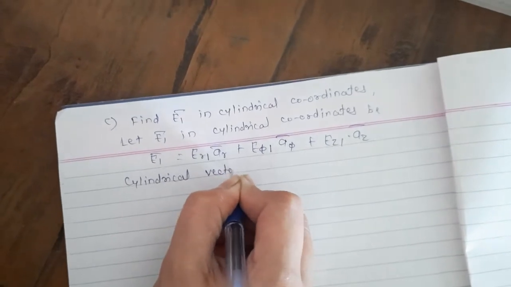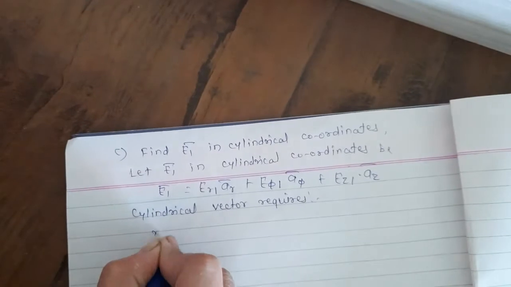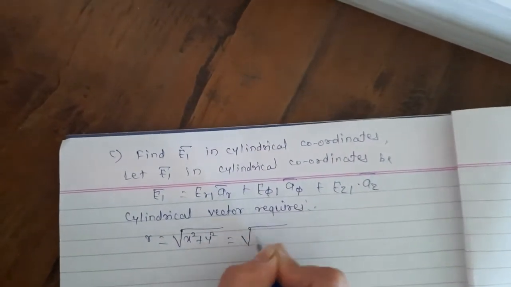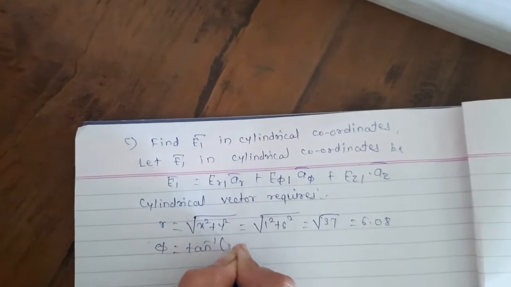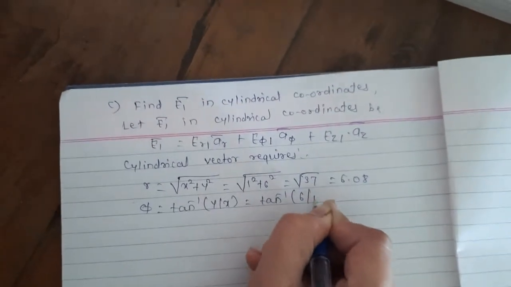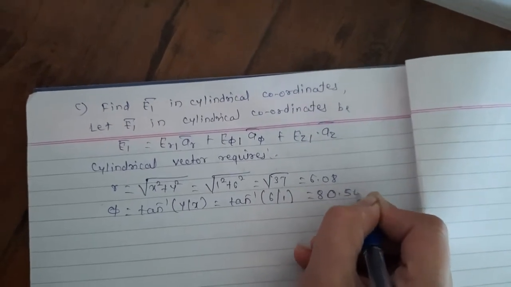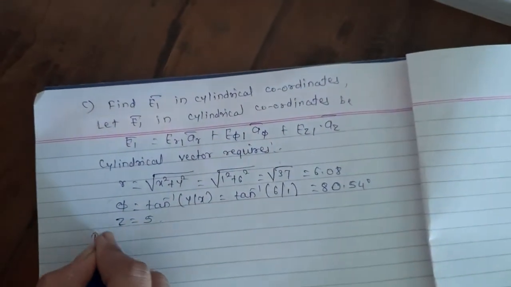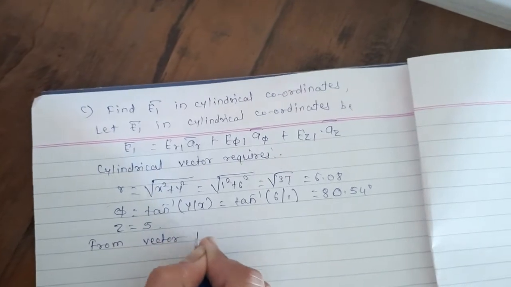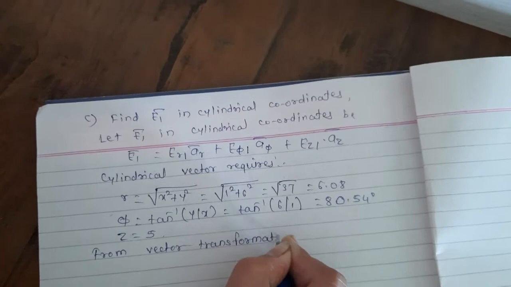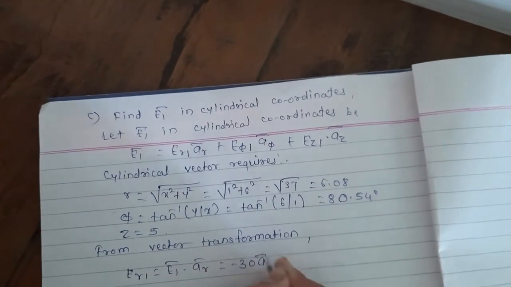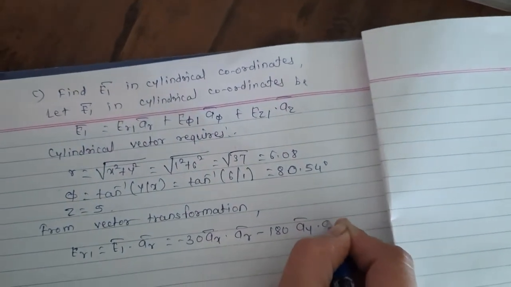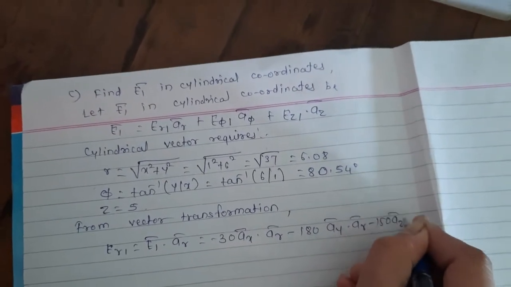Now the cylindrical variables required: we write here R is equal to square root of x square plus y square, that is square root of 1 square plus 6 square, it is square root of 37, that is 6.08. Phi is equal to tan inverse of y by x, so tan inverse of 6 by 1, which is 80.54 degree. Z is equal to 5. Now from vector transformation, we have ER1 is equal to E1 bar dot AR bar, so it is minus 30 AX bar dot AR bar minus 180 AY bar dot AR bar minus 150 AZ bar dot AR bar.